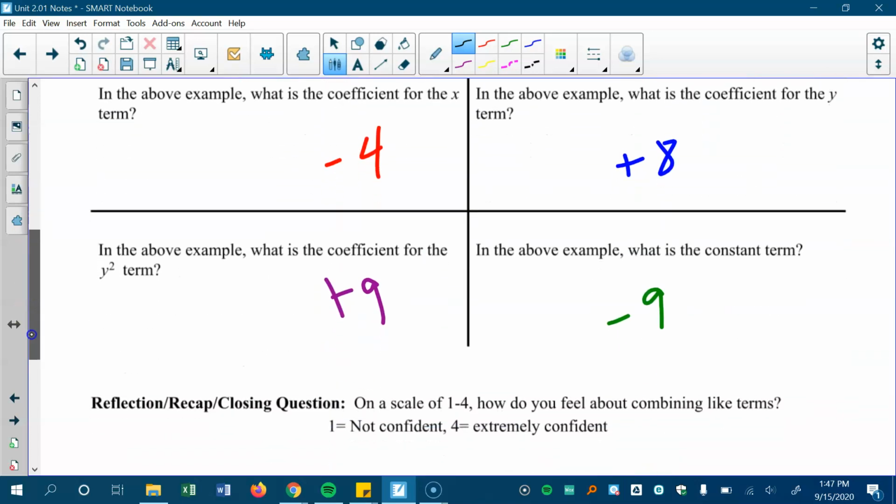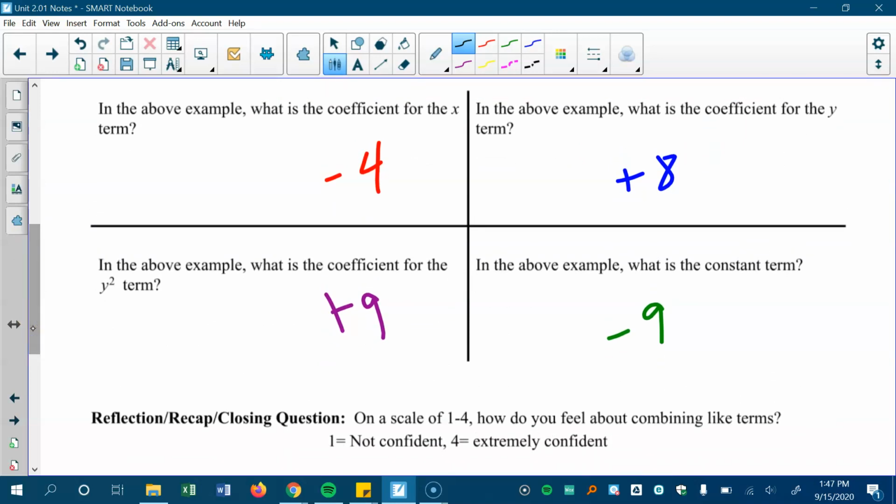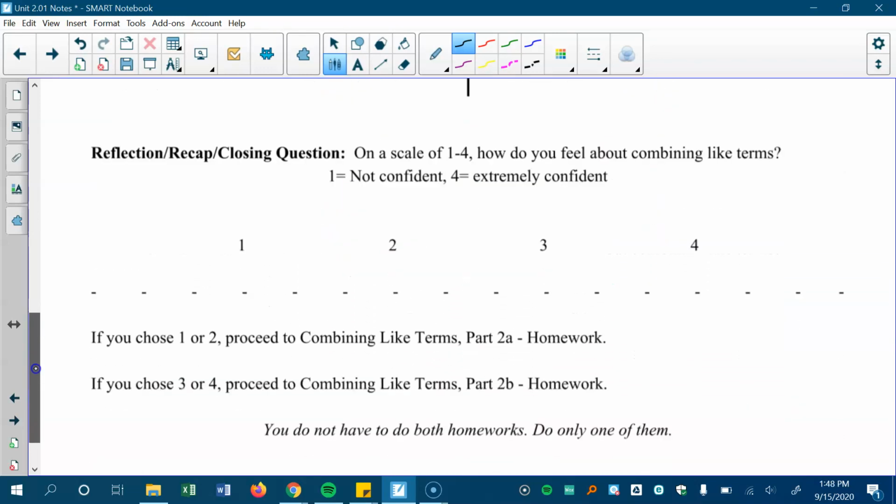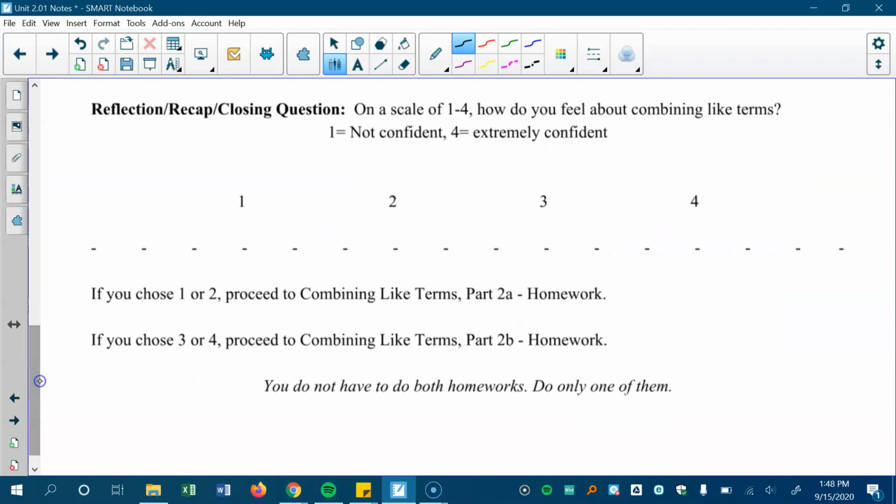The answers on the bottom are here. Again, a coefficient is a number before the variable or the number with the variable. And then if you chose 1 or 2, please try part 2A for the homework. If you feel like you were pretty confident on this, go to part 2B.